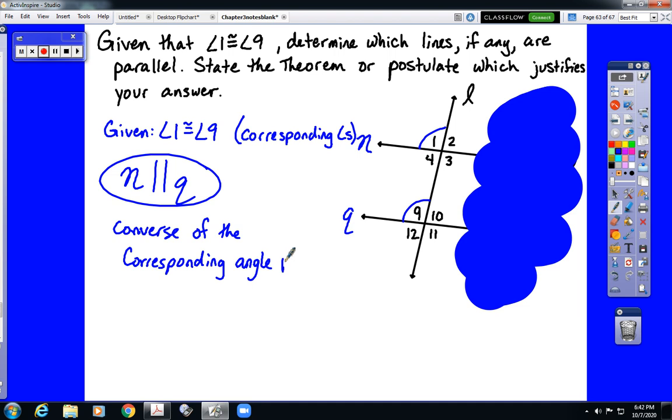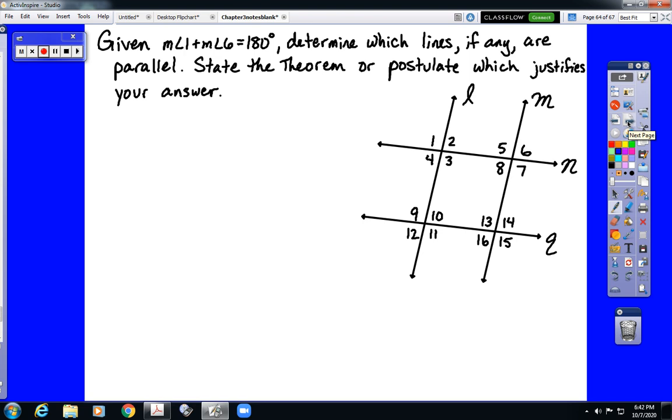Now, there is an abbreviation for corresponding angle postulate that I will be using in proofs. We're going to use the abbreviation CAP for that. But you would still have to write converse of in this situation. Let's do another one. Okay, this time it's a little bit different.